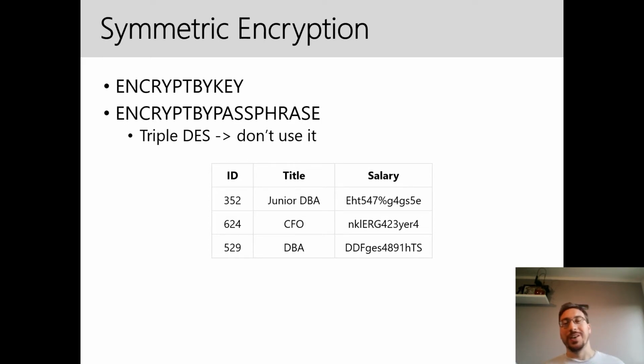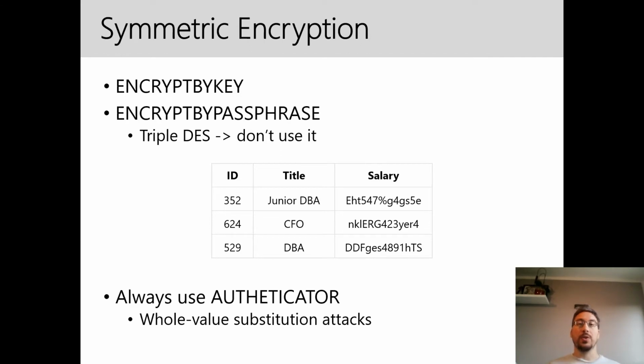You, of course, wouldn't give the junior DBA the salary of a CFO, because that would be a bit suspicious, right? Now, to guard against this kind of attack, we would use something called the authenticator, right? This kind of attack is called a whole value substitution attack. Now, what the authenticator does is, when you encrypt the salary column, for each row, it will take an additional parameter called the authenticator, and that parameter, in our case, will be the ID, because the ID is the primary key, and usually you don't change the primary keys.